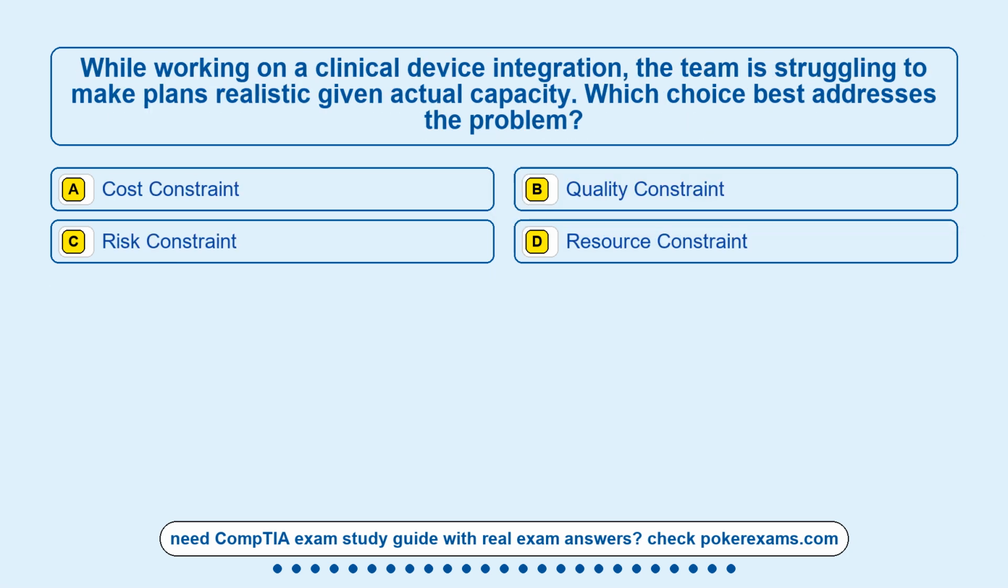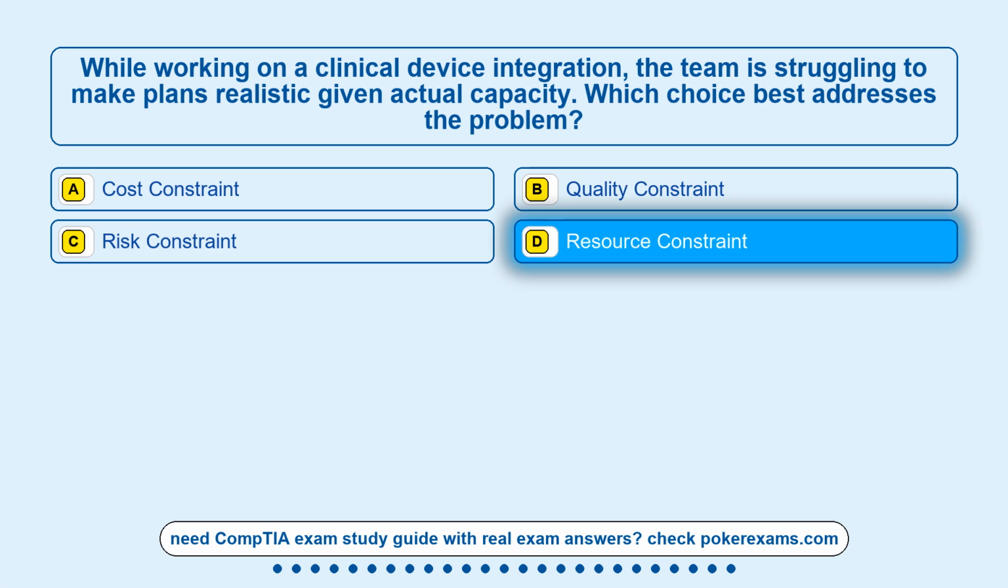Question 7. While working on a clinical device integration, the team is struggling to make plans realistic given actual capacity. Which choice best addresses the problem? Option A. Cost constraint. Option B. Quality constraint. Option C. Risk constraint. Option D. Resource constraint. The correct answer is option D, resource constraint.